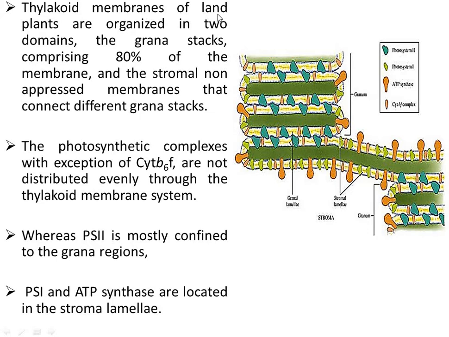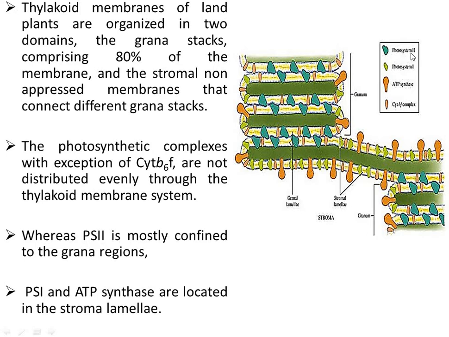The thylakoid membranes of land plants are organized into two domains: the grana stacks, comprising 80% of the membrane, and the stromal non-appressed membranes that connect the different grana stacks. This diagram shows the distribution of photosystem 2, photosystem 1, ATP synthase and cytochrome B6 complex on the thylakoid membrane. The green color is photosystem 2, and the orange color is the ATP synthase.